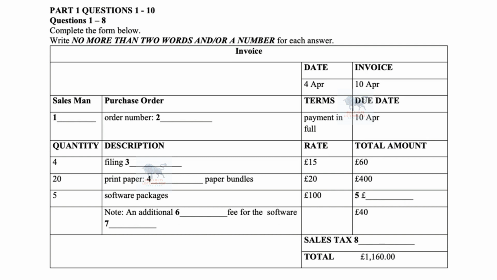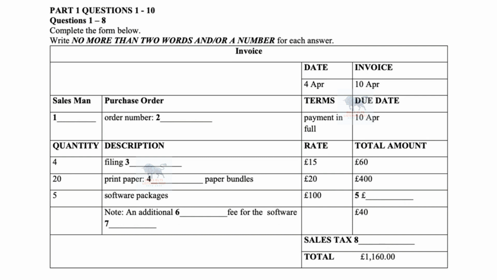Your order number is 6589B521. You're paying in full, is that right? Yes. Okay. Today's the 4th of April, so we'll put a due date of the 10th on there. Now, do you remember your order details? Yes. First there was the filing cabinets. Of course, for a rate of £15 each.